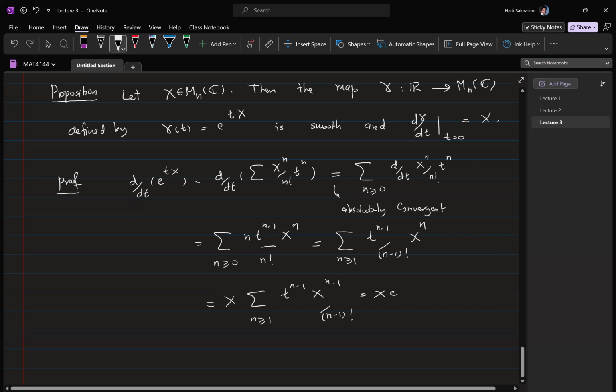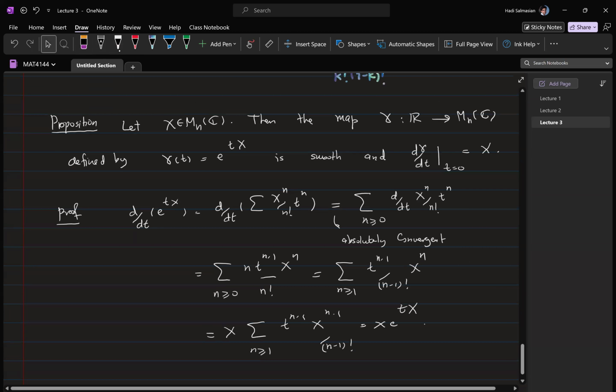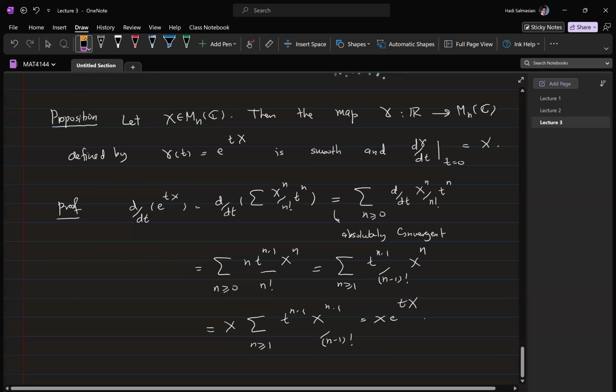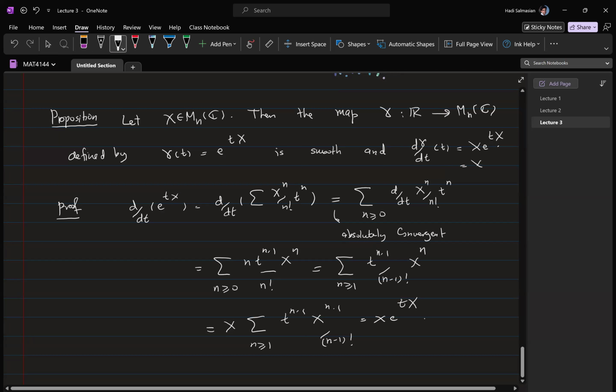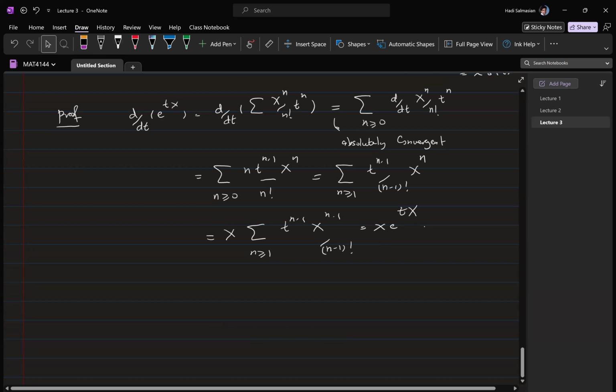Which is x e to the tx. So that's for arbitrary t, and in particular at t equal to 0, you get x. Maybe I should have given this in a more general setting. So maybe I should say this derivative at t is just x e to the tx, which is just x times e to the tx.